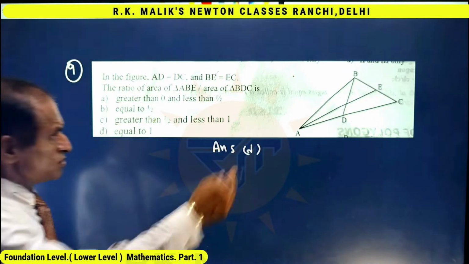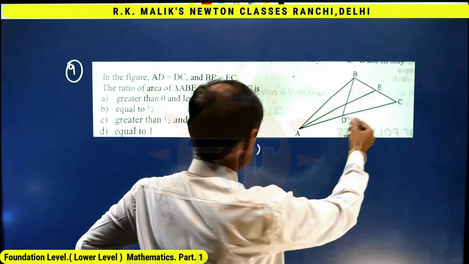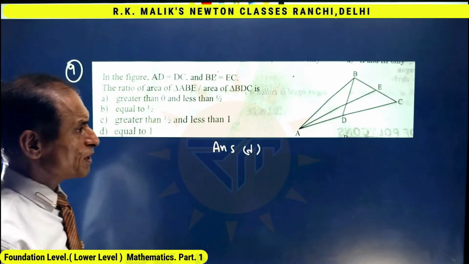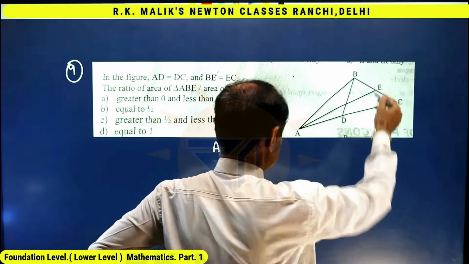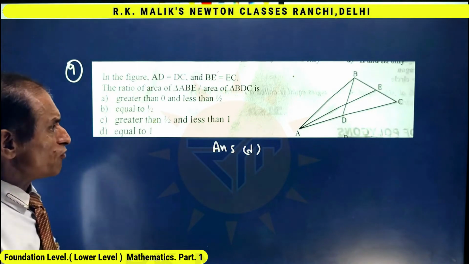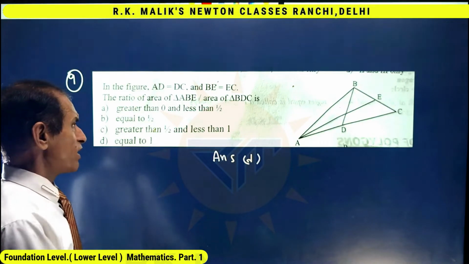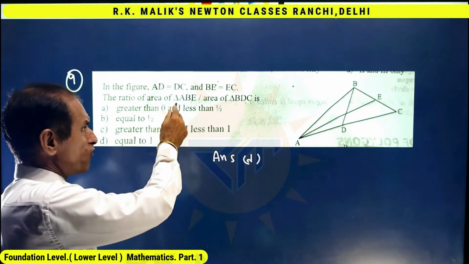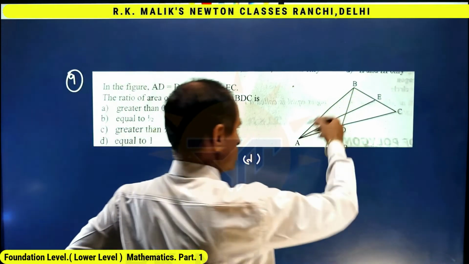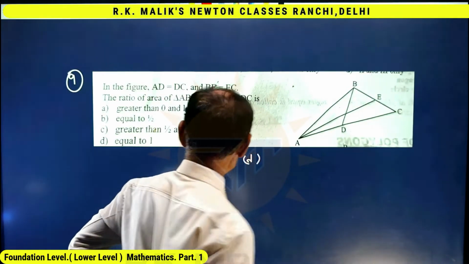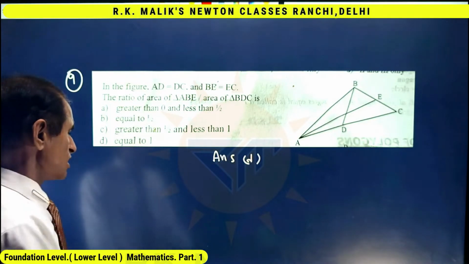In this question, this triangle is given, and in this triangle it is given that AD is equal to DC, that is D is the midpoint of AC. It is also given to you that BE is equal to EC, that is E is the midpoint of BC, and you have to find the ratio of the area of triangle ABE and BDC, that is this triangle and this triangle. The answer is 1, that is the answer is D. D means answer is 1.